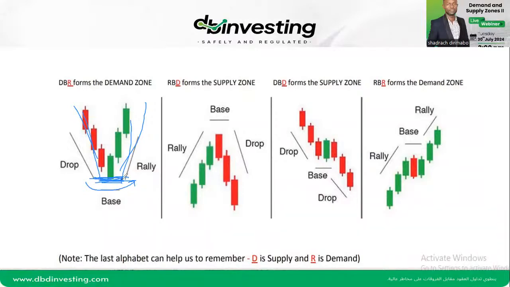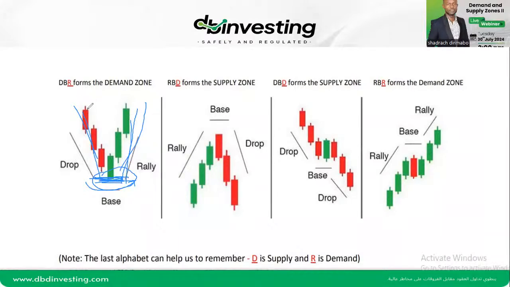Okay, so it's coming down, it hits a support, and then it pushes upward. So that point here becomes a base point from which the market took off for a buy. Such a pattern is called the drop base rally. So it's a demand formation. Okay, that's what we're talking about. Please understand it. I will come back again to it.